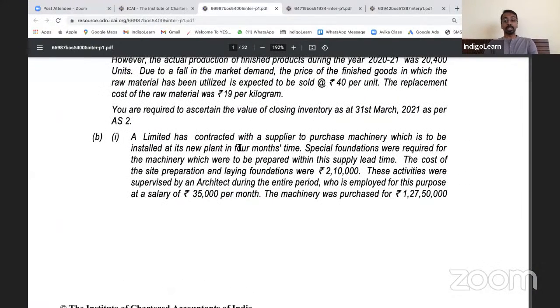This is in relation to AS 10, a very straightforward question. A Limited has contracted the supplier to purchase machinery which is to be installed at its new plant. Okay, special foundation was required. The cost of site preparation and laying foundation was this.